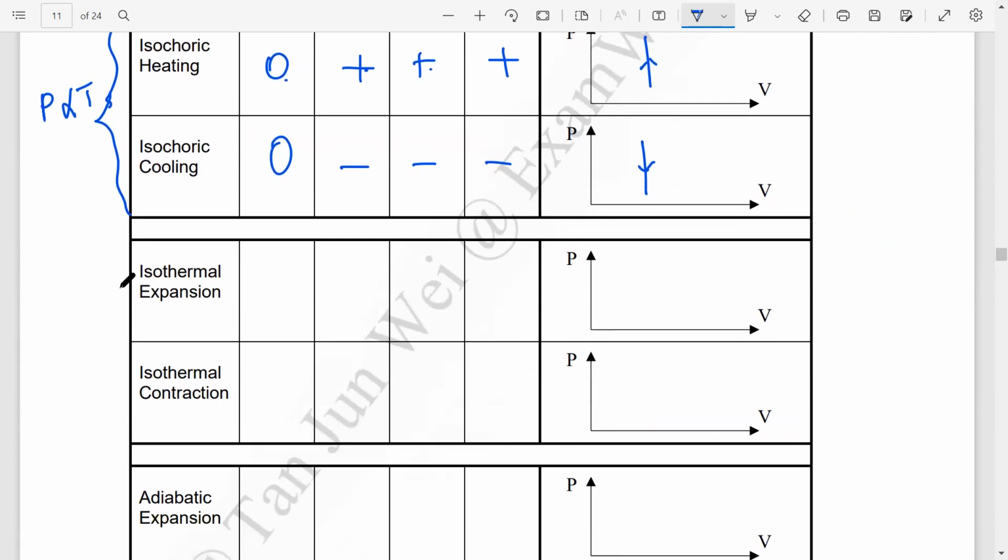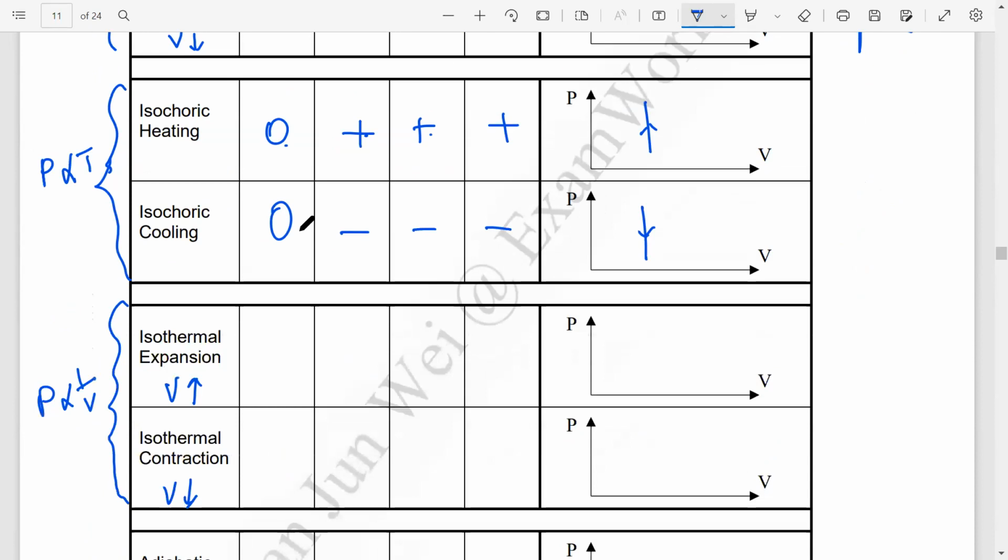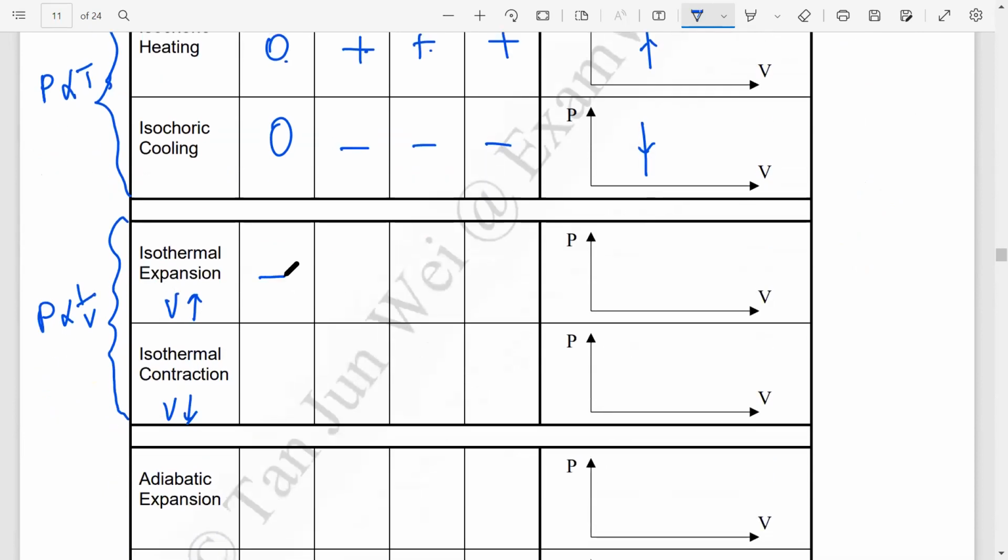Okay, third, isothermal expansion. Now for isothermal expansion and contraction, again, expansion volume increase, contraction volume decrease. Same thing, this is T constant, your P is inversely proportional to V. Now all expansion and contraction for delta W will be the same because that is how it is defined. So here is a negative, here is a positive.